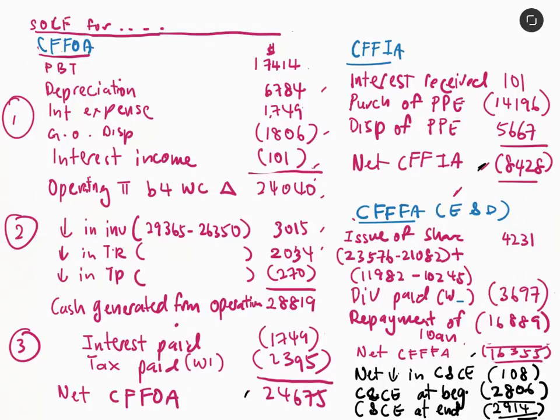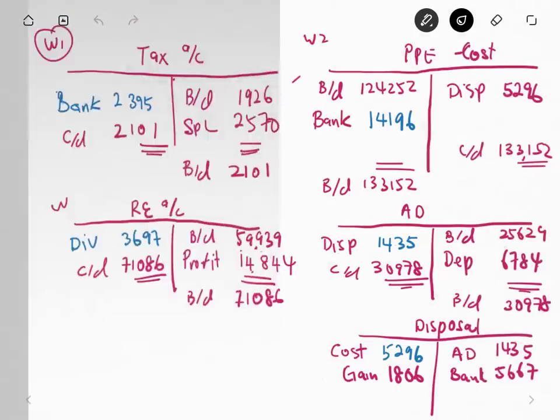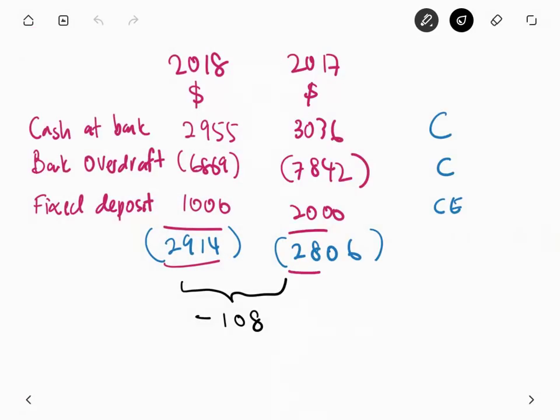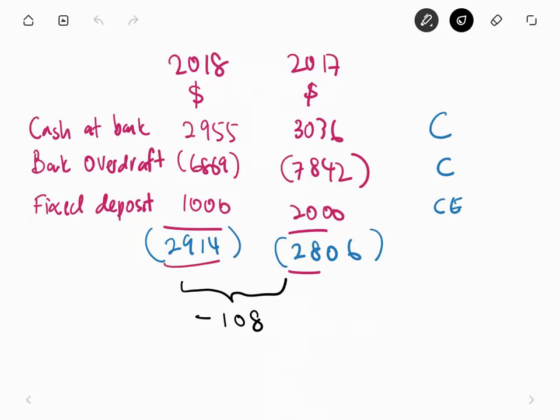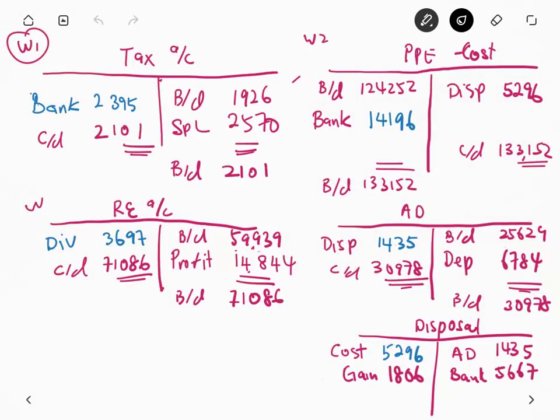Now, before we actually do this, do I already know how much my net increase or decrease is? I don't have to prepare the statement of cash flow. I already know I got an outflow of 108. From these three accounts, I already know it's an outflow, a net decrease. But the problem is, do I know exactly where the money came from and where it went? When I know it's negative 108, I can't tell. So that's why we need to prepare the statement of cash flow.